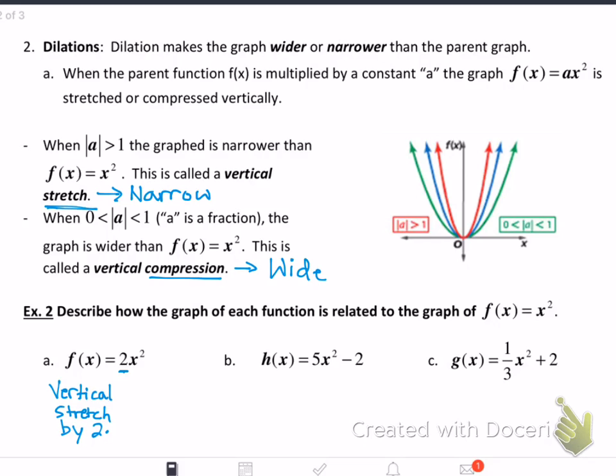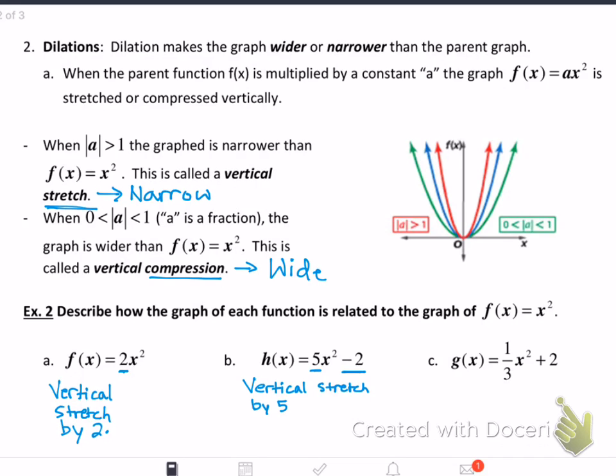For b, I have h of x is equal to 5 times x squared minus 2. So there's actually two transformations going on here. There's a 5, and then there's an outside minus 2. And so that 5, again, is bigger than 1. So that means I have another vertical stretch by 5.